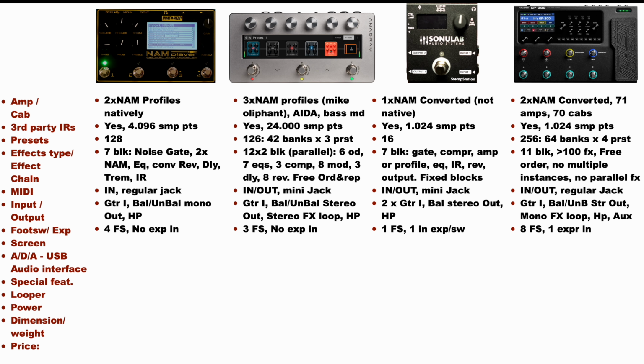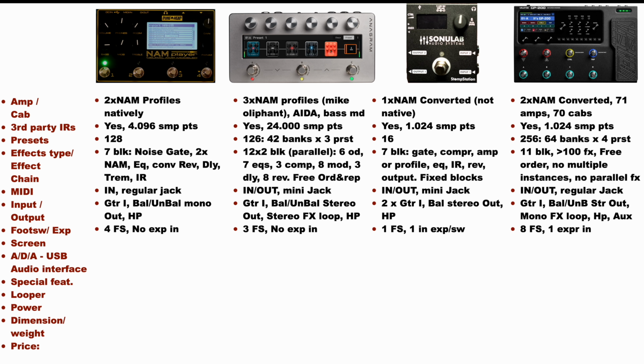As regards foot switches, the Valeton has the highest amount of foot switches, obviously, with an included expression pedal and an input for another external controller. The Stomp Station is the one with fewer foot switches, just one, but it has an input for an external expression pedal. The NAM player and the Anagram are kind of in the middle.